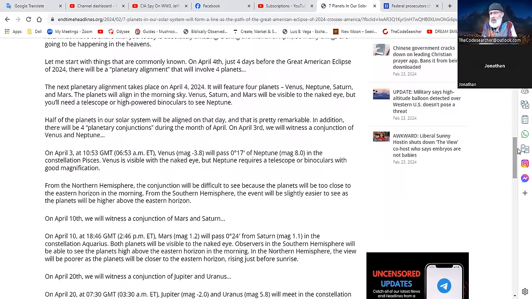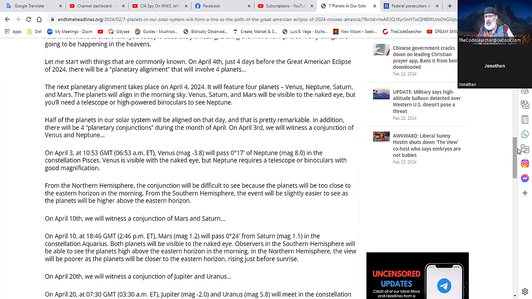On April 4th, just 4 days before the Great American Eclipse of 2024, there will be a planetary alignment that will involve four planets. It will feature four planets: Venus, Neptune, Saturn, and Mars. The planets will align in the morning sky. Venus, Saturn, and Mars will be visible to the naked eye, but you will need a telescope or high-powered binoculars to see Neptune. Half of the planets in our solar system will be aligned on that day, and it's pretty remarkable. In addition, there will be four planetary conjunctions during the month of April.